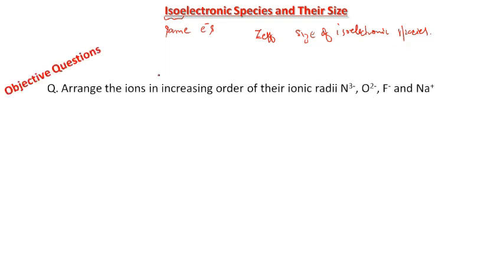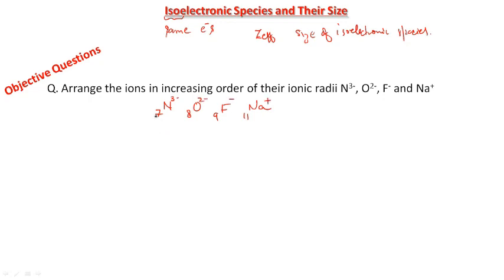For example, we have this question: arrange these ions in their increasing order of ionic radii. First of all, we have to arrange all these ions in their increasing atomic number. So this is N, O, F, Na, having 7, 8, 9 and 11. They acquire more electrons, giving 3 minus, 2 minus, 1 minus and 1 plus.